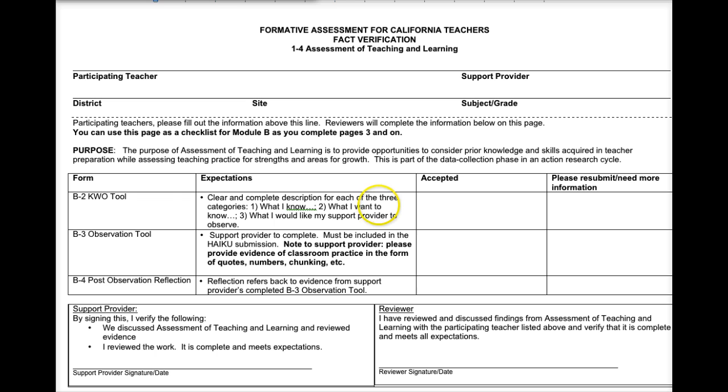So if we let our fact verification form guide us, KWO, clear and complete description. Observation tool, this is the support providers'. The PT's job is to include it in the Haiku submission. Provide evidence of classroom practice. We want quotes, numbers, chunking. We want things that the participating teachers can specifically refer back to as things that happened within their classroom that was under the PT's control. Post-observation reflection refers back to the evidence of the observation. So when we review this, we're looking for clarity, completeness, and how these 3 tie together in order to support the participating teacher as they gather data about their practice.